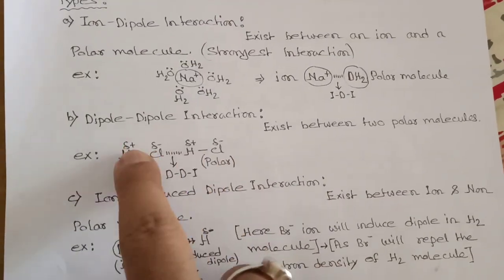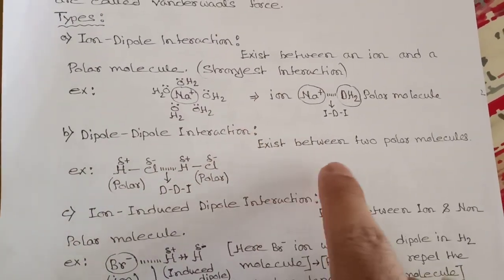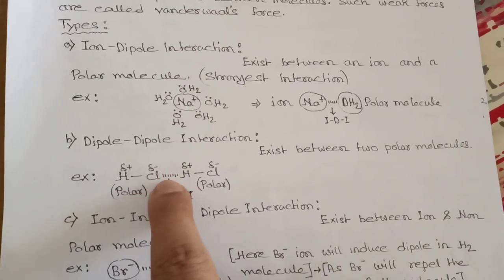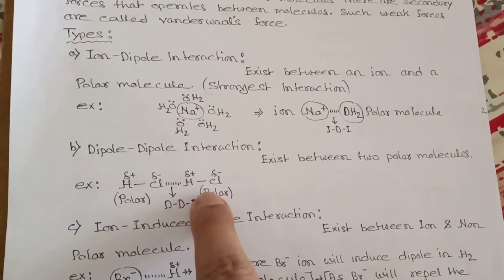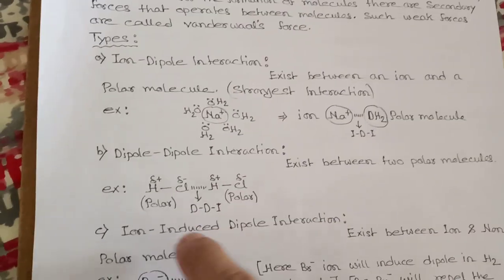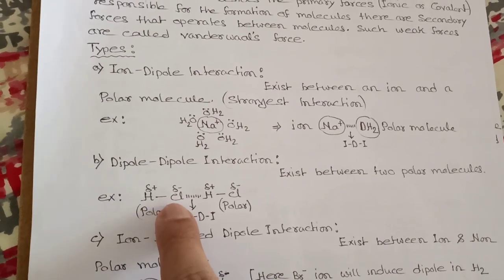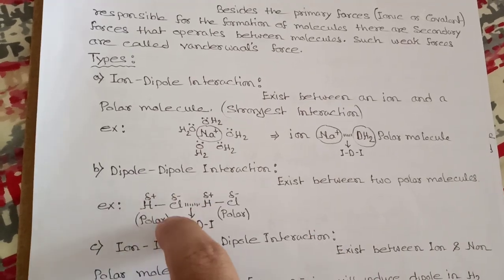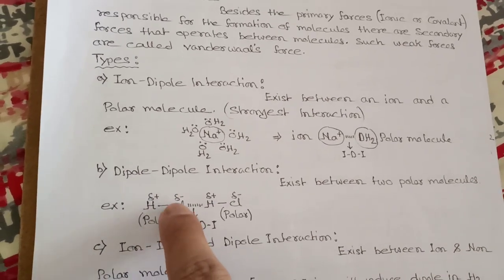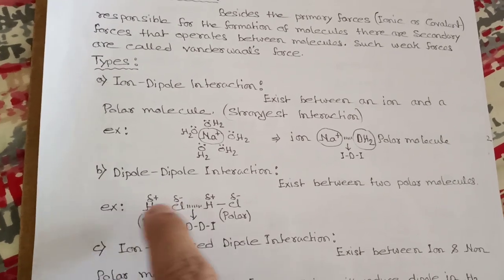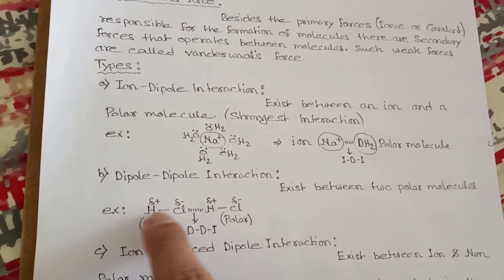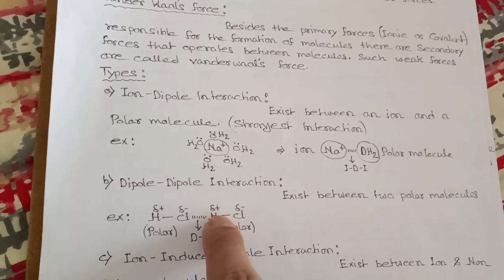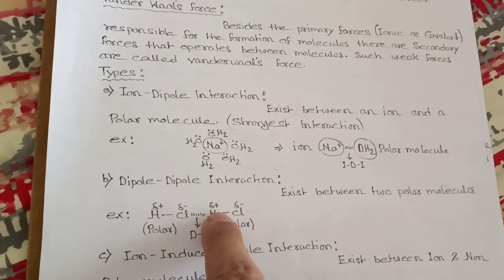Second one is dipole-dipole interaction. This will exist between two polar molecules. HCl is one polar molecule and another HCl is another polar molecule. Here, due to the more electronegative character of chlorine, it will attract the electron pair present in the HCl bond. So here a partial negative charge will develop and here will be a partial positive charge. Now in another HCl molecule, a partial negative charge will develop here and a partial positive charge will develop here.